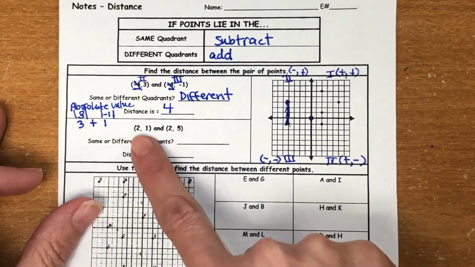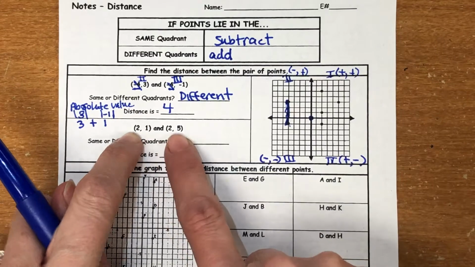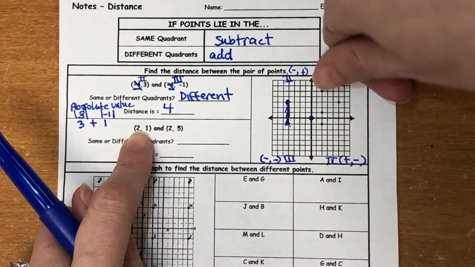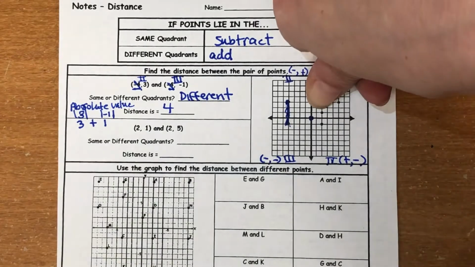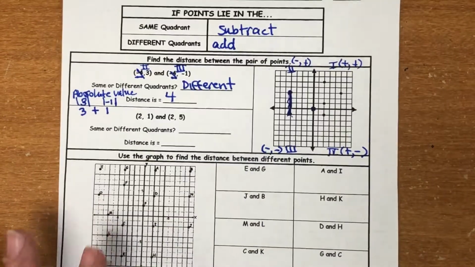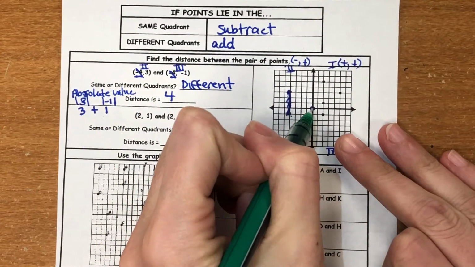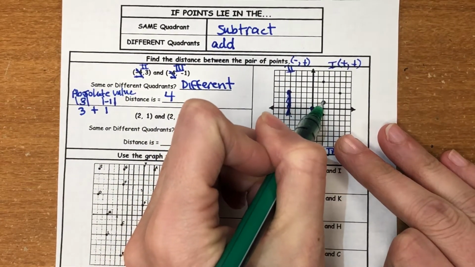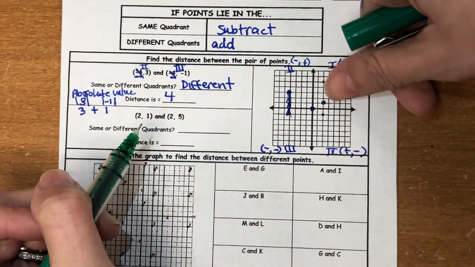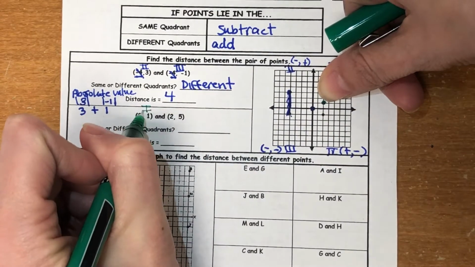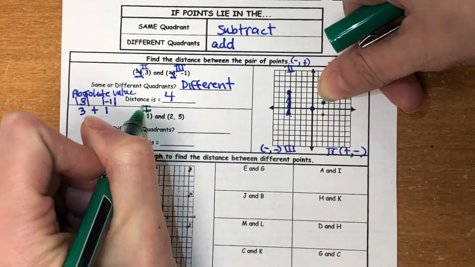Okay, so let's look at (2, 1) and (2, 5). So here we go over here. (2, 1) is over here. I'm going to take my green pen this time. And (2, 1) is over here because I'm going to go 1, 2. Here's (2, 1) right here. You notice (2, 1) is in my first quadrant.